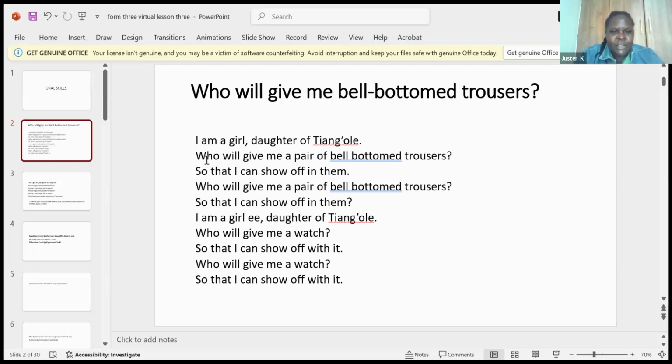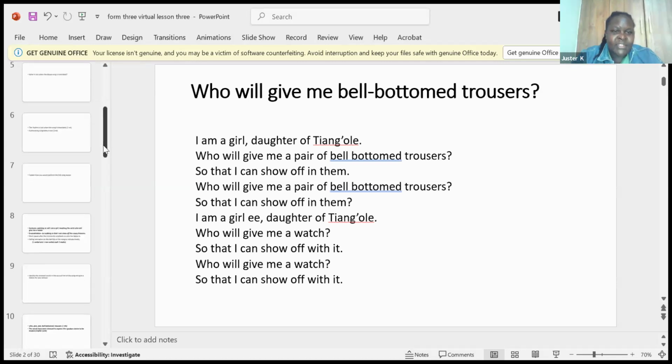Now those words actually have meaning even without the auxiliaries, the conjunction, the article. It already creates a meaning. Who give pair bell-bottomed trousers? We always look at the words that carry meaning, not the prepositions, not the conjunctions, at least not in this particular line. Perhaps there may be a line where the article carries meaning, but we look at all the words that contribute to the meaning of that line.